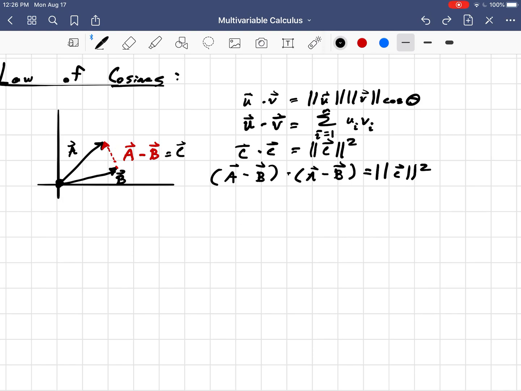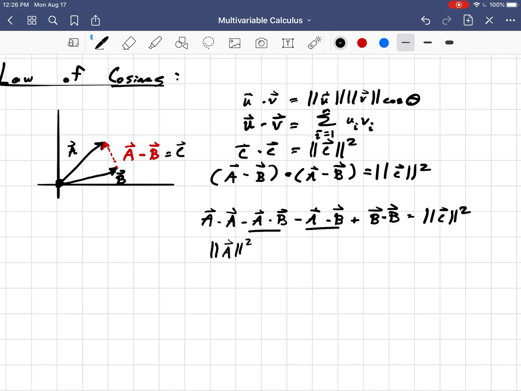So I'm going to distribute this dot product, and I'm going to get vector A dotted with vector A minus vector A dotted with vector B minus vector A dotted with vector B plus vector B dotted with vector B, and that's still the magnitude of vector C squared. Now any vector dotted with itself is the magnitude squared, so we have the magnitude of vector A squared. Then we have these two being the same, so minus 2 A dot B, plus B dot B, which is the magnitude of vector B squared, is the magnitude of vector C squared.